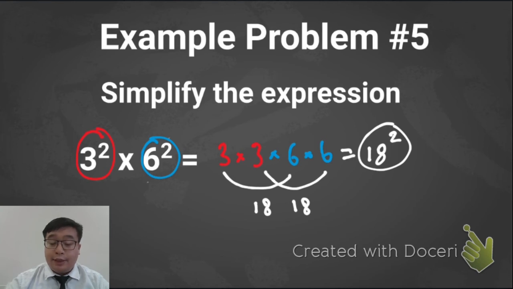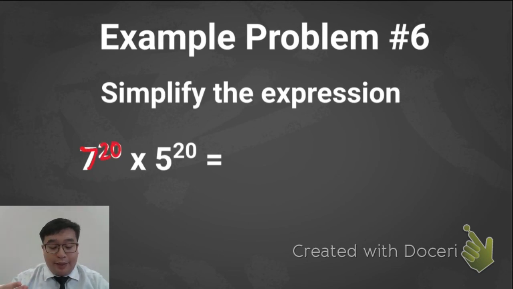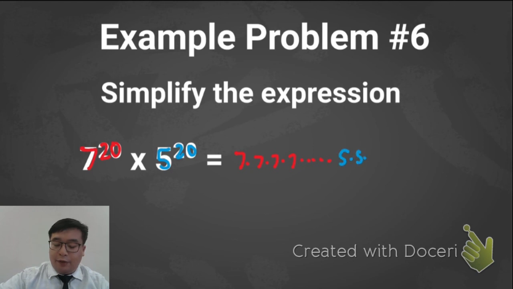Finally, let's go over our last example. Here I have 7 to the 20th power times 5 to the 20th power. All right, using our definition, 7 to the 20th power. Again, to the 20th power is a pretty large exponent. I don't want to write all these 7's out, but can you guys imagine in your head? Imagine that I have 20 of these 7's all being multiplied together. Okay. Now, 5 to the 20th power, can you imagine? I have all of these 5's, 20 of them, all being multiplied together.